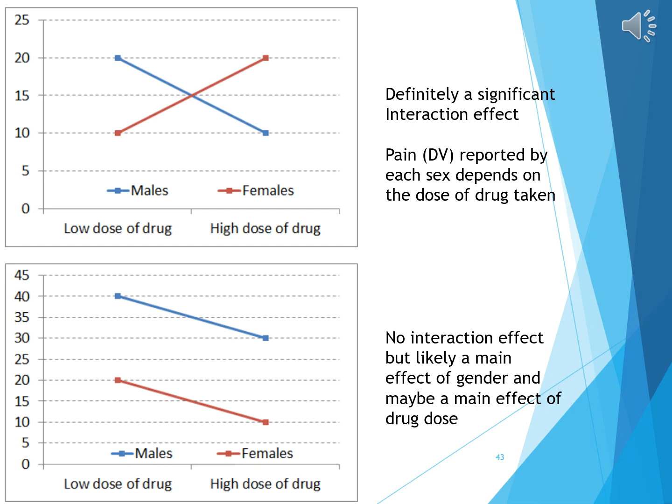And maybe there's also a main effect of the drug dose, such that regardless of whether you're a male or a female, these lines are slanted, right? That means at low doses of the drug, people are reporting higher pain than at high doses, regardless of males and females, because both males and females report higher pain during the low dose and lower pain during the high dose. Hopefully that makes some sense.